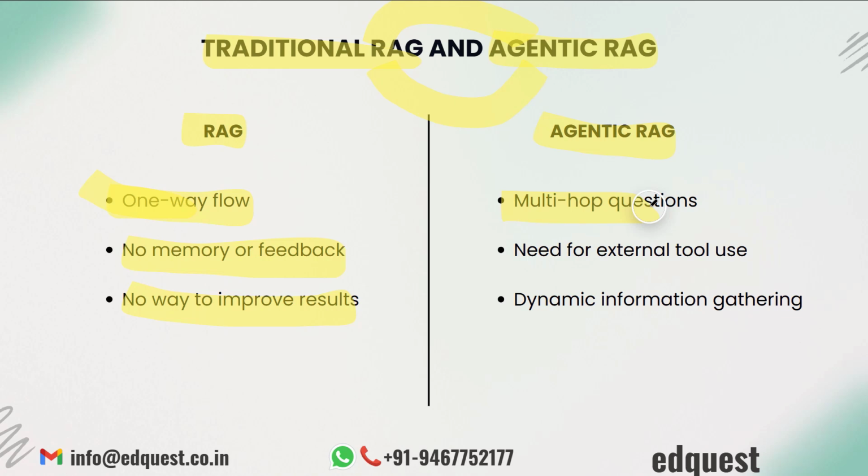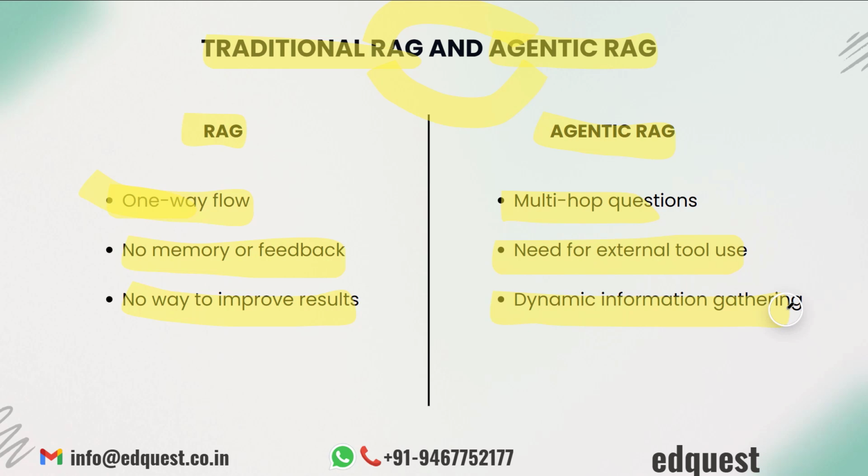Crucially, it has the ability to use external tools. This means it can go beyond its internal knowledge base. It might use a search engine to get the latest weather data or a calculator to perform a calculation. And this leads us to the third key point, dynamic information gathering.